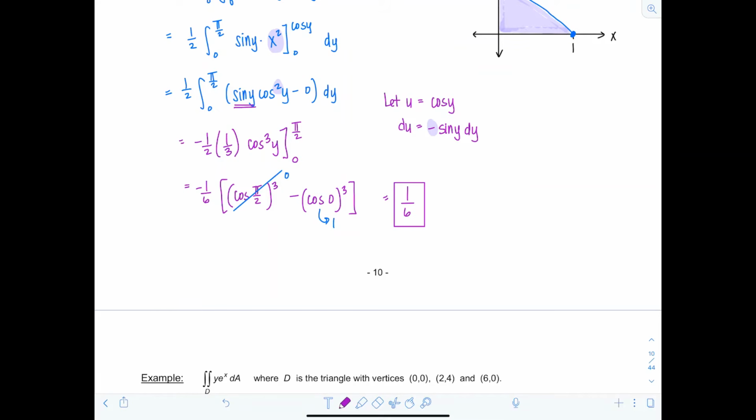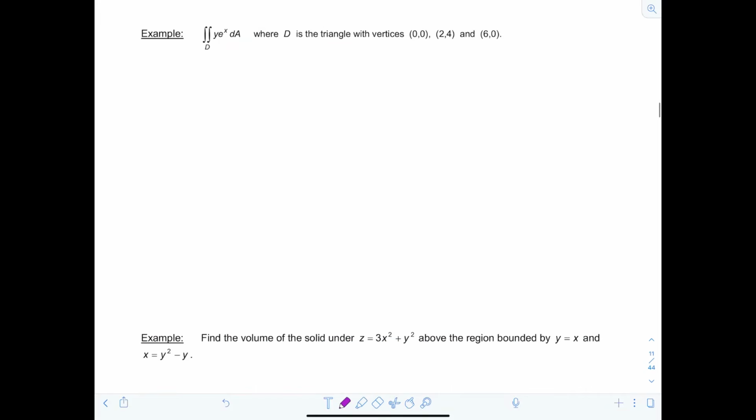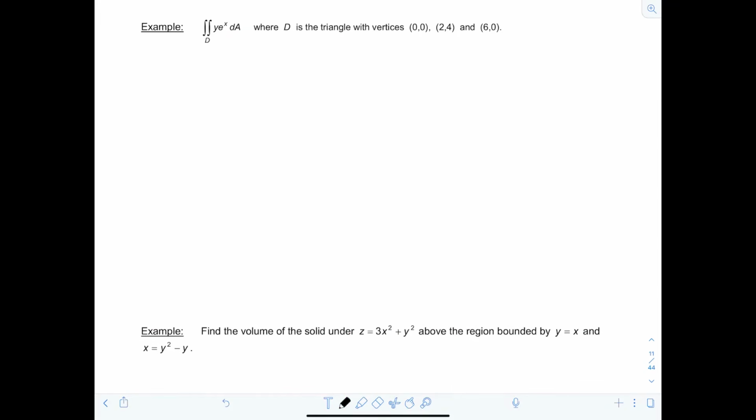All right. Very good. Let's consider another example. Okay, so the next example has us evaluating the double integral of y times e to the x dA, where D is the region given by the triangle whose vertices are at (0, 0), (2, 4), and (6, 0). Oh, look at them making us do all the work and come up with the equations for the region as well this time. Okay, that's fine.